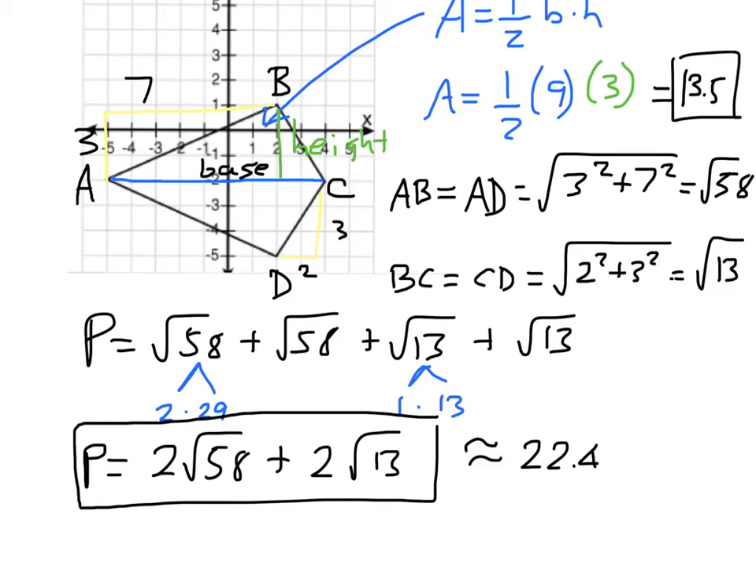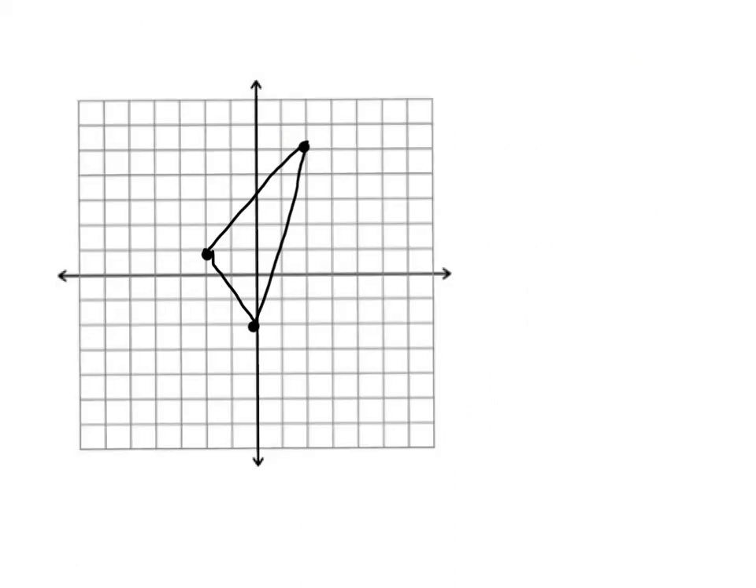Okay, and then just one more thing to show. Here's one last example to show you that sometimes you can't rely on just using half base times height to find the area of a triangle. So let's suppose I wanted to find the area of this triangle. And I'm like, oh, it's easy. It's base times the height divided by 2. If I call this one side the base here, I'm going to need to find the height somehow.